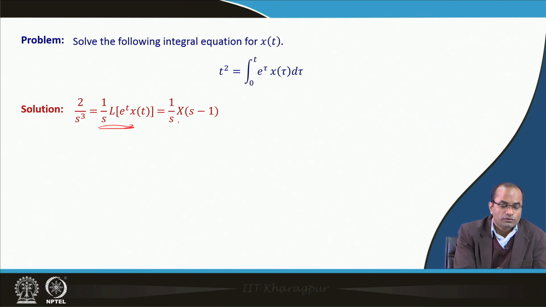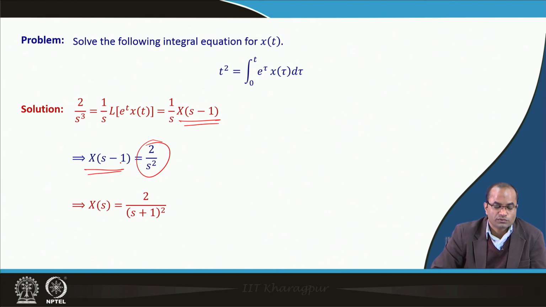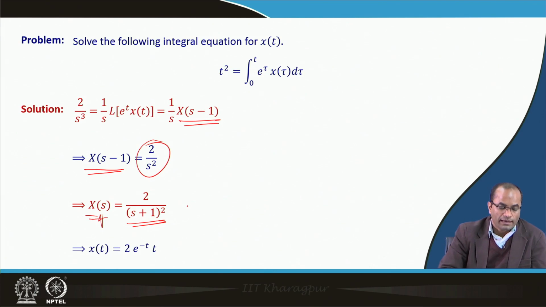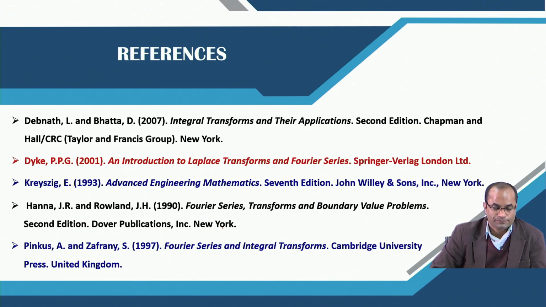So, because of the integral we have 1 over s term. So, this is nothing but 1 over s and X(s) minus 1. So, again the shifting theorem here, because the Laplace of e^t x(t), that will be, the Laplace transform of x(t) is X(s), and there will be a shift because of this exponential function. So, we have X(s) minus 1. So, we have X(s) minus 1 as 2 over s square, or X(s) as 2 over (s plus 1) whole square. So, s is replaced by s plus 1, and then if we invert this we have x(t) is equal to 2 e^(-t) into t.